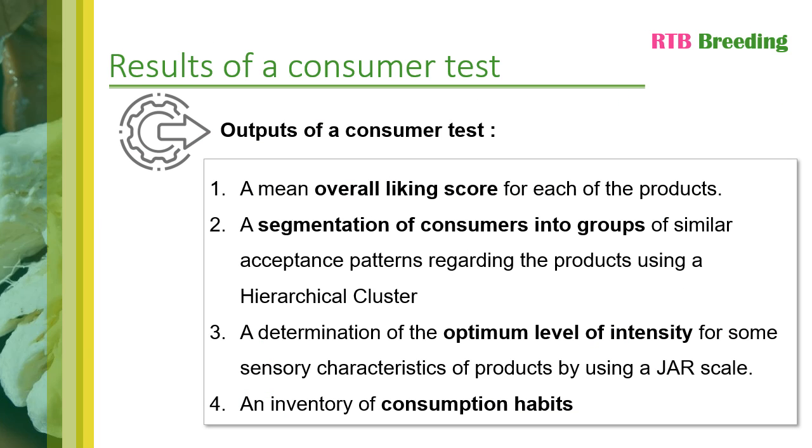This brings us to the end of our presentation on hedonic tests. This type of test will enable you to obtain a mean overall liking score for each product, as well as segmenting consumers into groups with similar acceptance patterns for the products using a hierarchical classification. Thanks to the hedonic test, you can determine the optimum level of intensity of certain sensory characteristics of products using a jar scale. These results will then be useful in determining acceptability thresholds. The more general questions at the end of the questionnaire will give you an inventory of consumers' consumption habits.